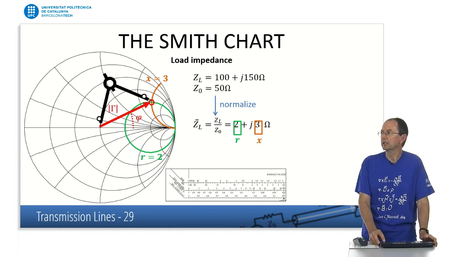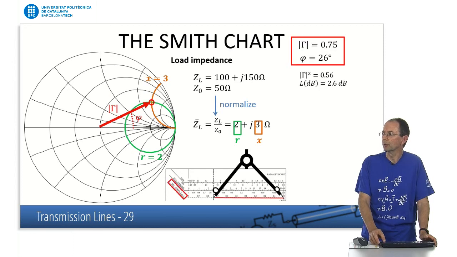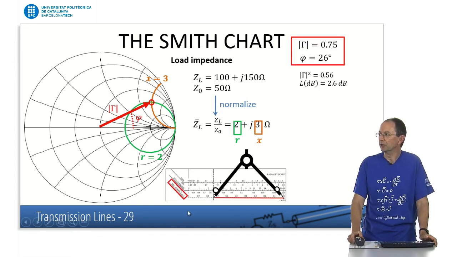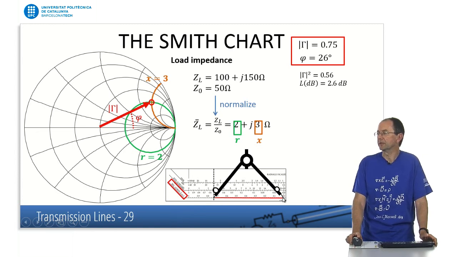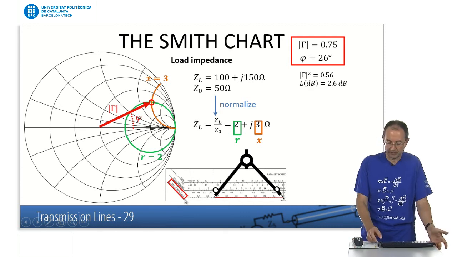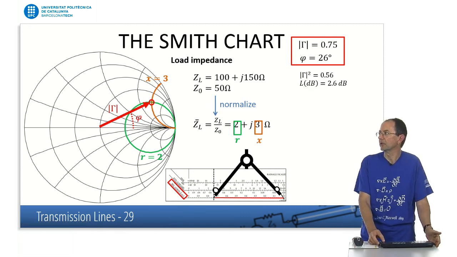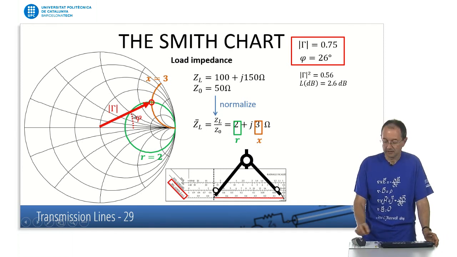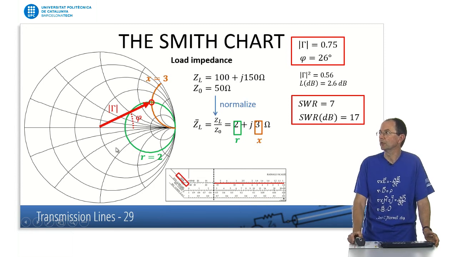Okay, if we take a look at this modulus, and then we use the radial axis of the Smith chart, we can actually interpret this modulus in other parameters. For example, the reflection coefficient, which is 0.75 in this case. We can also take a look at the phase, which is 26 degrees, this angle. But now, this is related to the standing wave ratio.